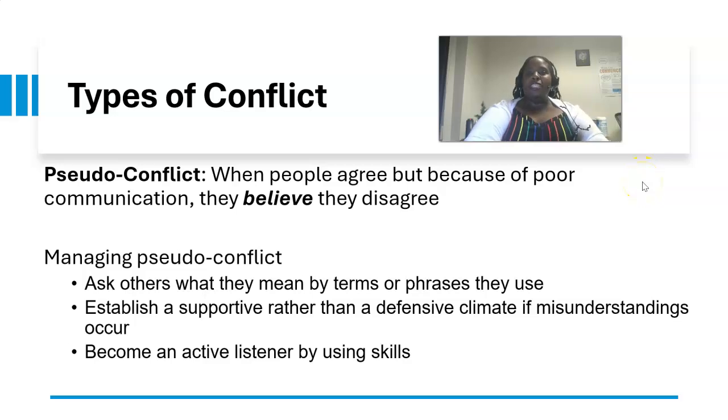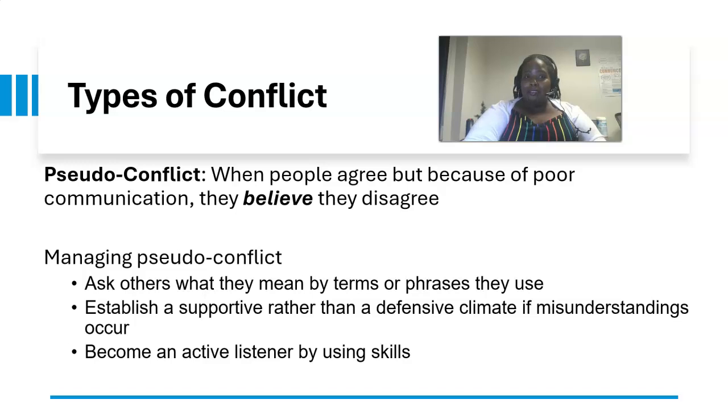So here are some of the different types of conflict. Pseudo conflict is when people agree, but because of poor communication, they believe they disagree. Have you ever been in an argument, then as the argument goes along, you're like, you're right too. Wait, we agree? Whoa, we agree. So sometimes pseudo conflict happens to the best of us.